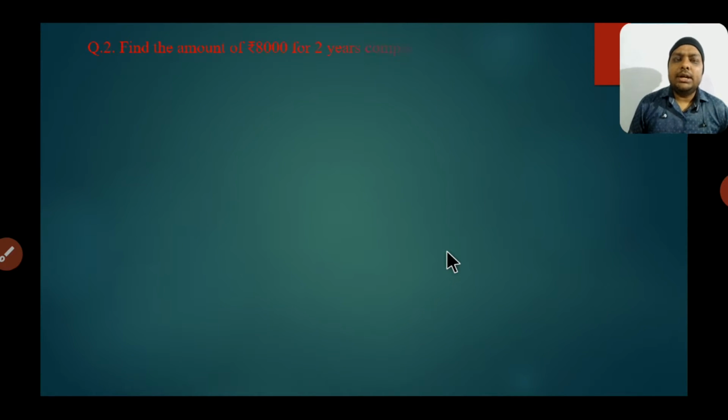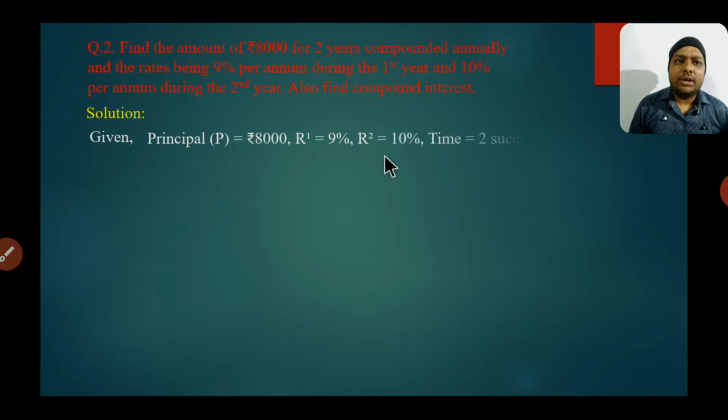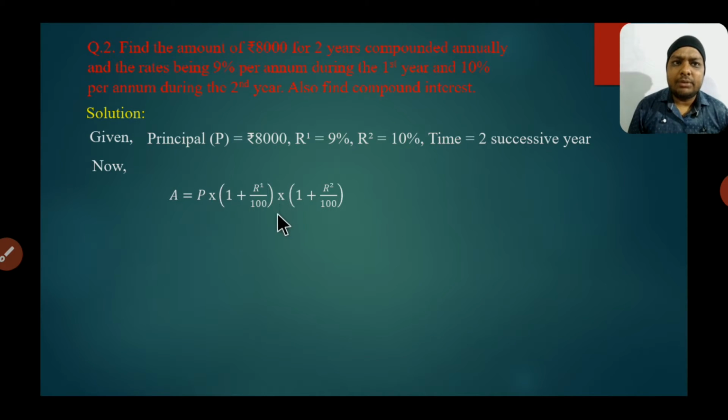The question is: find the amount of rupees 8,000 for 2 years compounded annually, the rates being 9% per annum for the first year and 10% for the second year. So now we will write: given principal 8,000, R1 9%, R2 10%, time 2 successive years. So A is equal to P into 1 plus R1 by 100 into 1 plus R2 by 100.